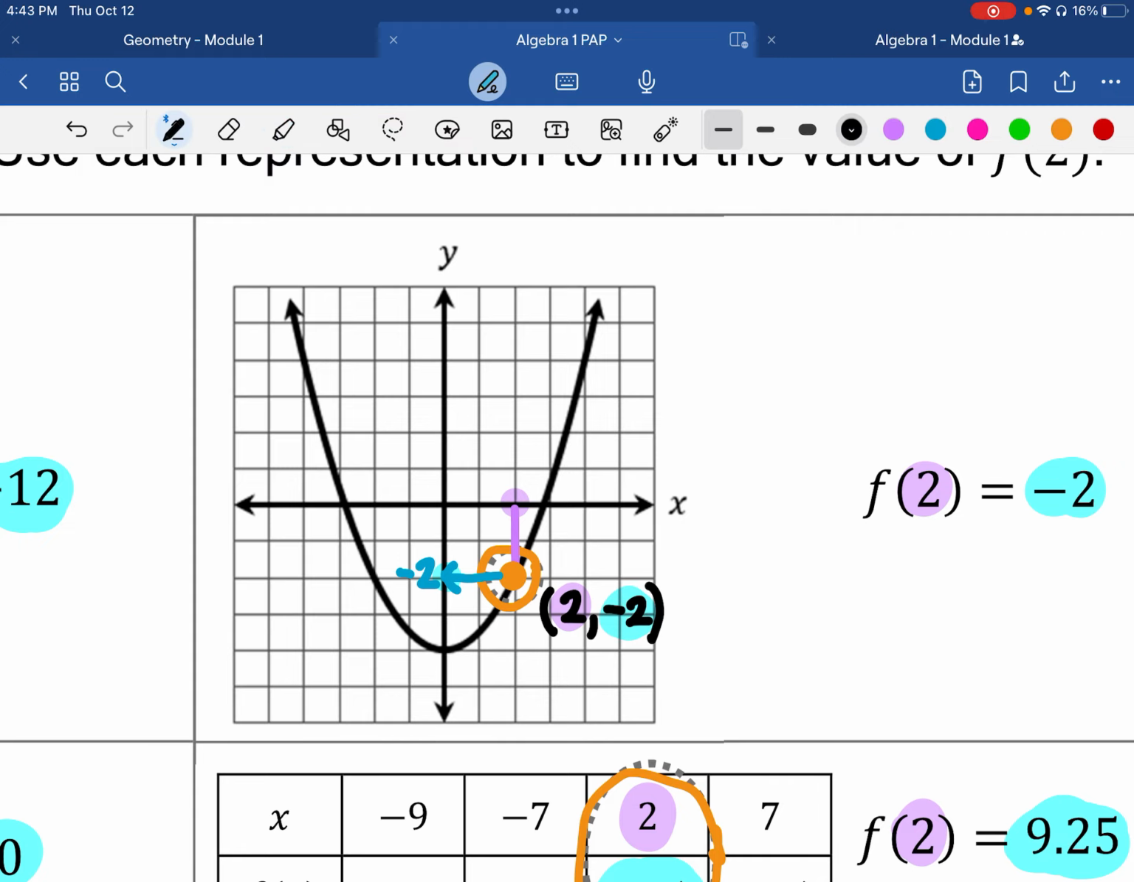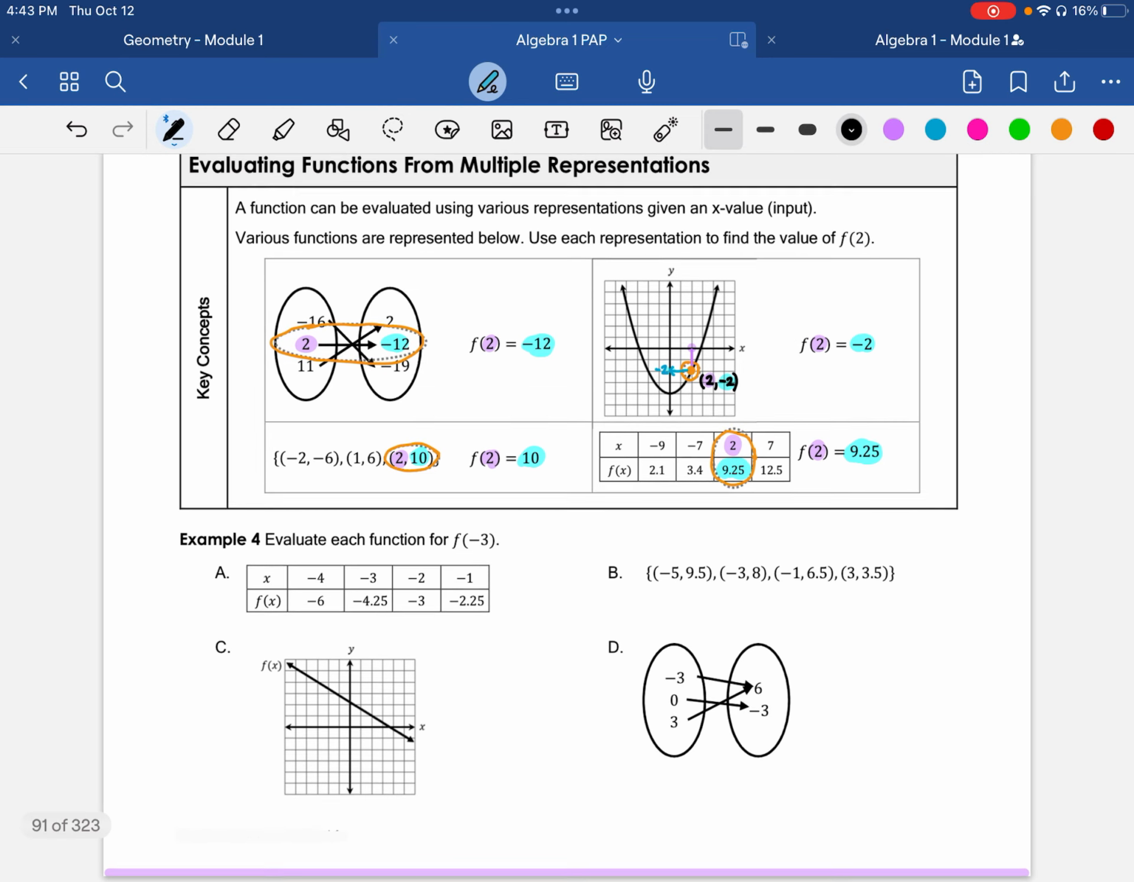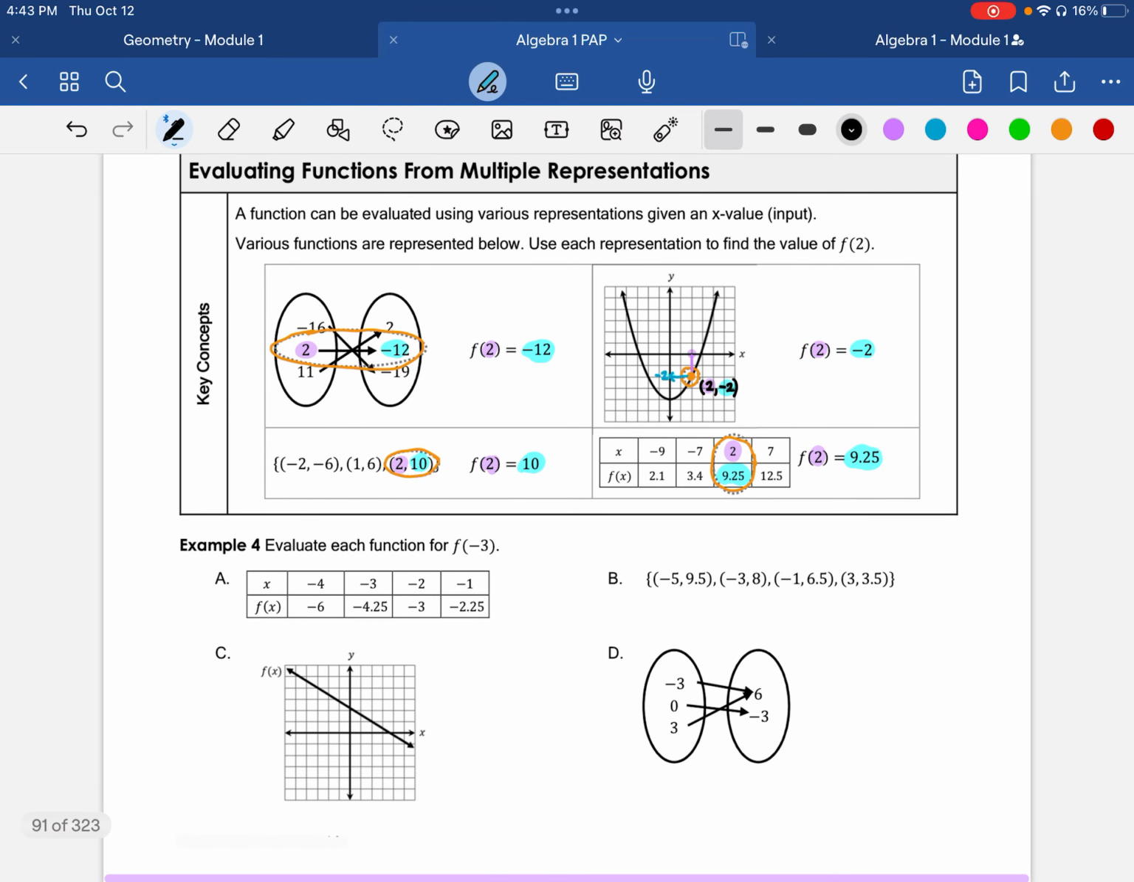The graphs are the hardest ones. Let's go ahead and practice. In the last example below, we are going to see the 4 representations: the table, the graph, the set of ordered pairs, and the mapping. We're going to be asked to find f of negative 3. F of negative 3 is what they're asking us to find.